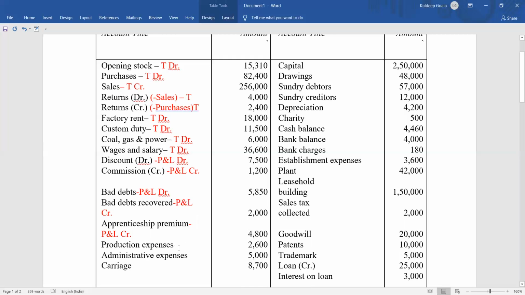Then coming to the next one, production expenses. Obviously it is a trading item, so it will go in the trading account debit side.